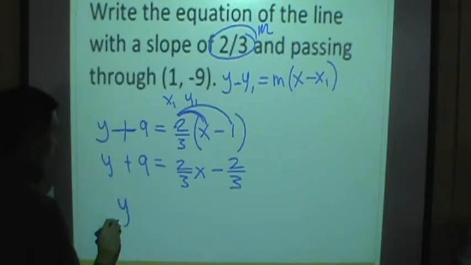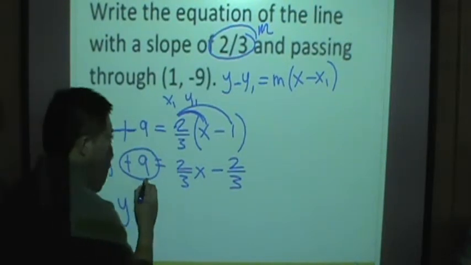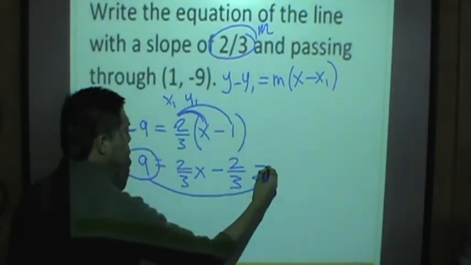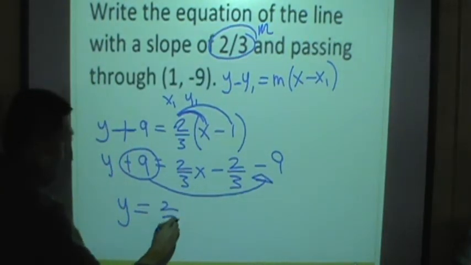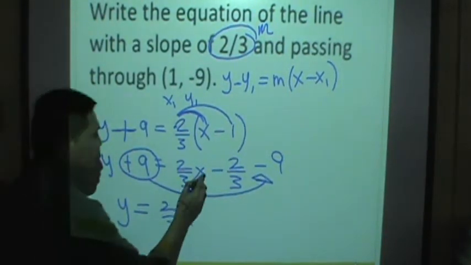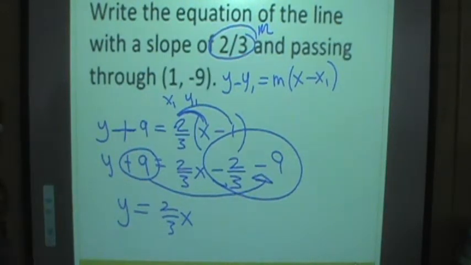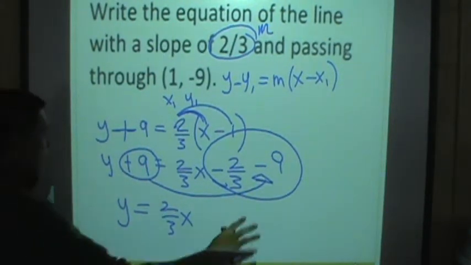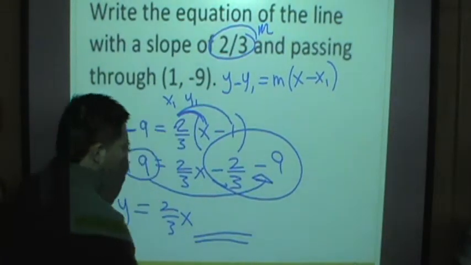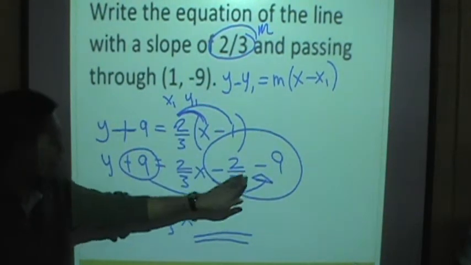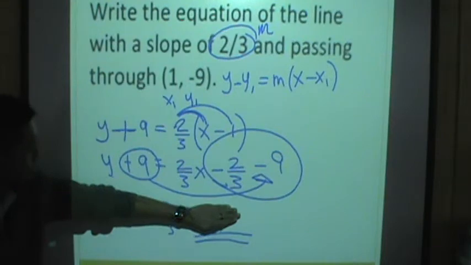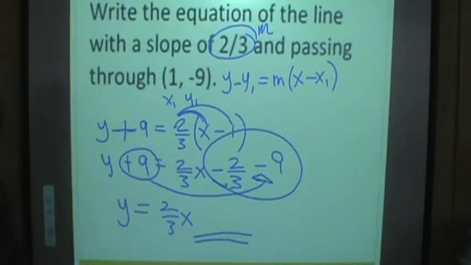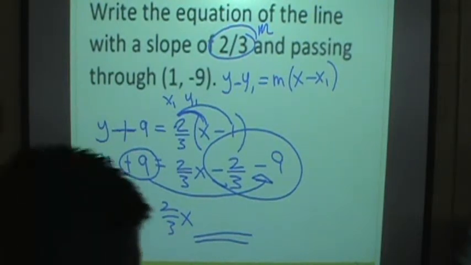And now I need to have y alone. That means I need to get rid of that +9, so it becomes -9 when moved over. So 2/3x. Now I need you to use your calculator for -2/3 minus 9. When you get the answer, write it here, and that is the final answer. That is the equation of the line passing through (1, -9) with a slope of 2/3.